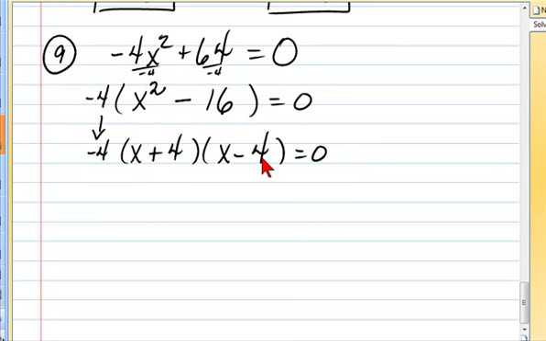And I'm ready to use the zero factor property. Negative 4 is equal to 0. Now, doesn't that sound like a very strange statement?